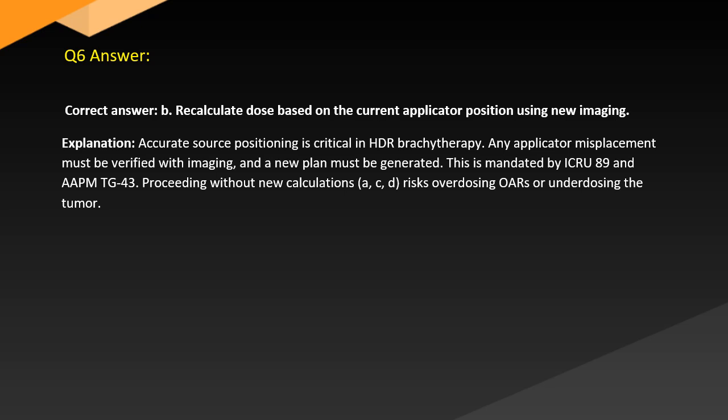Explanation. Accurate source positioning is critical in HDR brachytherapy. Any applicator misplacement must be verified with imaging, and a new plan must be generated. This is mandated by ICRU 89 and AAPM TG-43. Proceeding without new calculations risks overdosing organs at risk or underdosing the tumor.